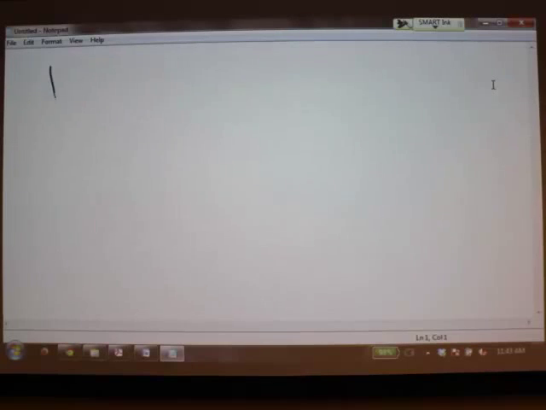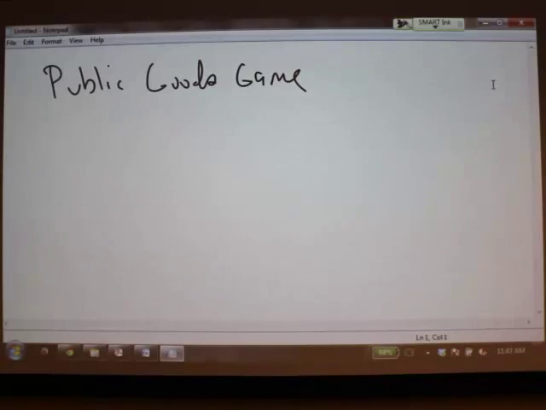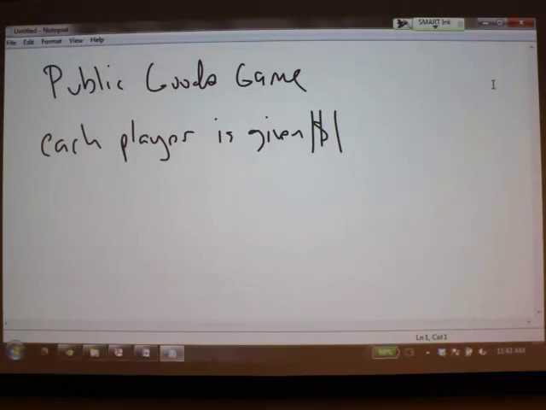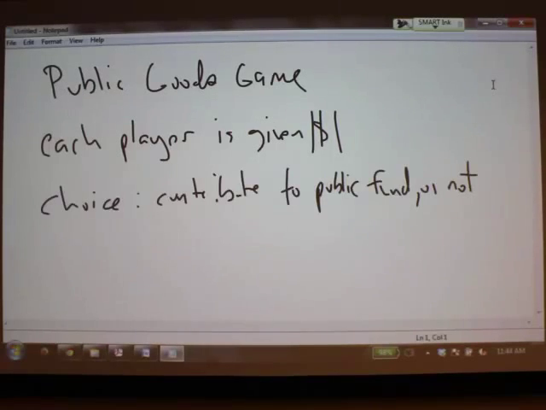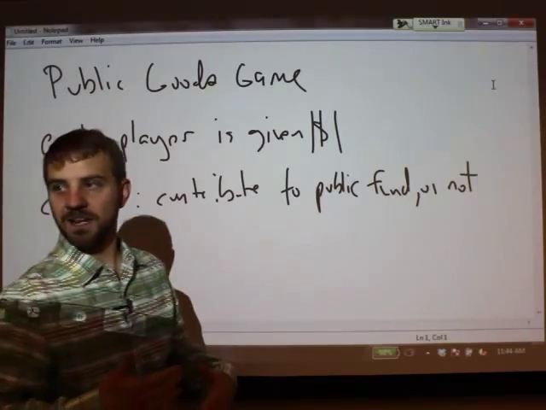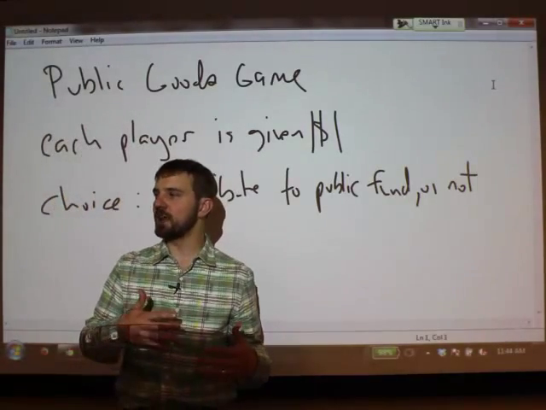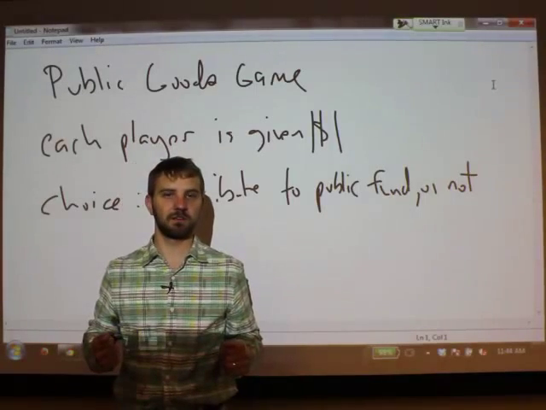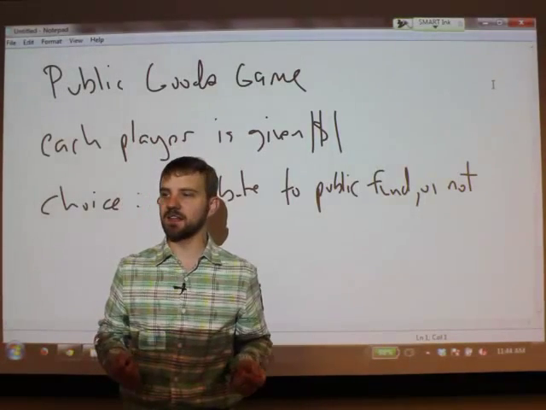This is called a public goods game. Okay, and so here's how it's played. At the beginning of the experiment, each player is given $1. Then they're asked to make a decision: contribute your dollar to the public fund or not. After both players have made their decision, any money in the public fund is multiplied by 1.5. And then the game ends.